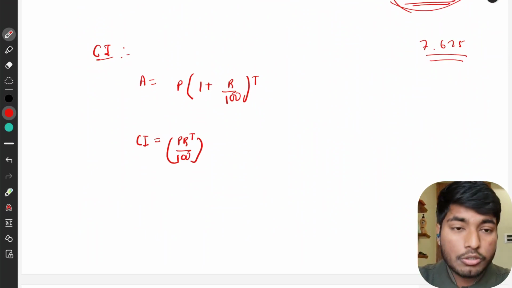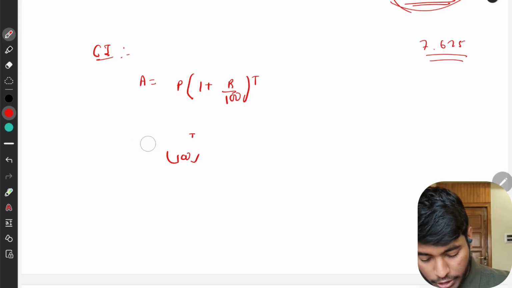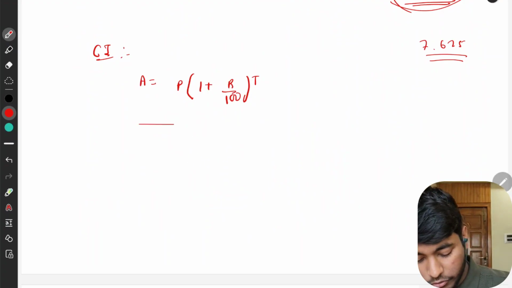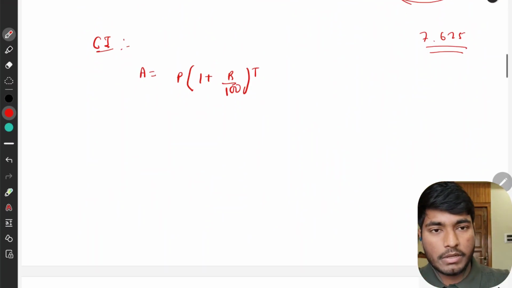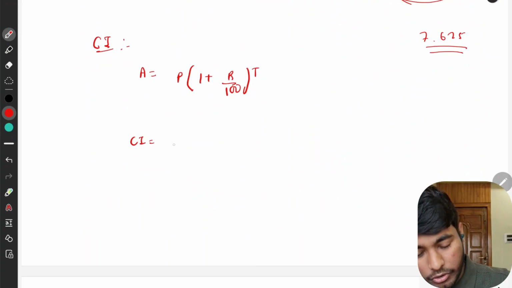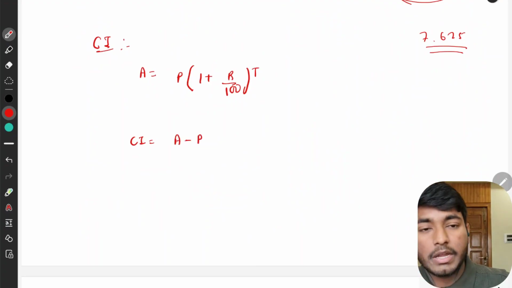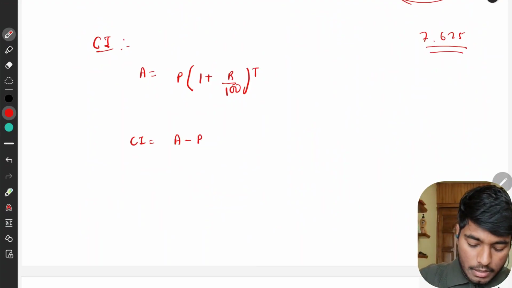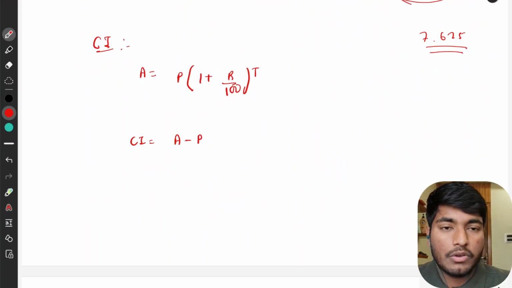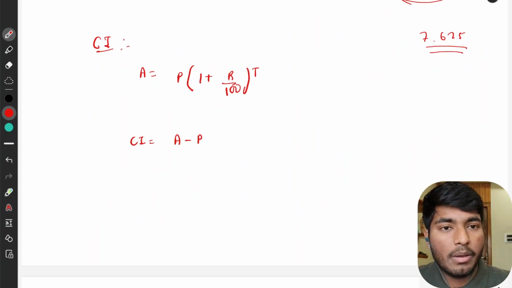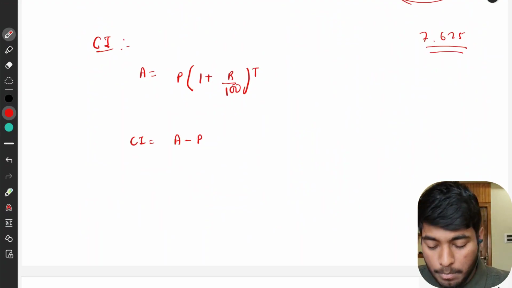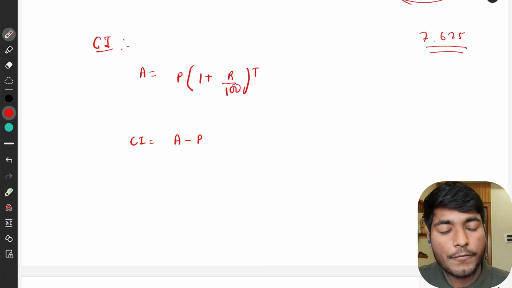I hope you understand this. You do not need to calculate the formula of compound interest everywhere. You have to just calculate the amount, and I hope the amount is clear to you. If you want to calculate the compound interest, just subtract the principal from the amount. That will be much better. What is the formula of amount in case of compound interest? The formula of amount is P multiplied by (1 plus R by 100) to the power of T. Or simply subtract the principal from the amount. Got it?